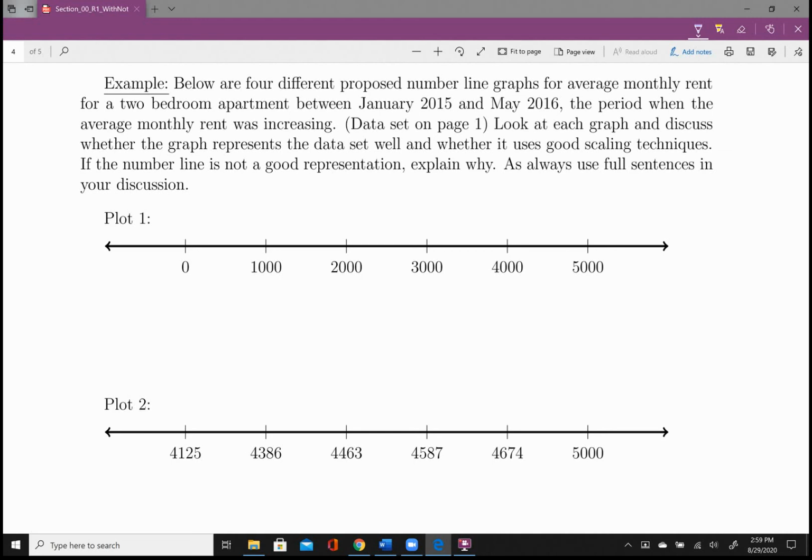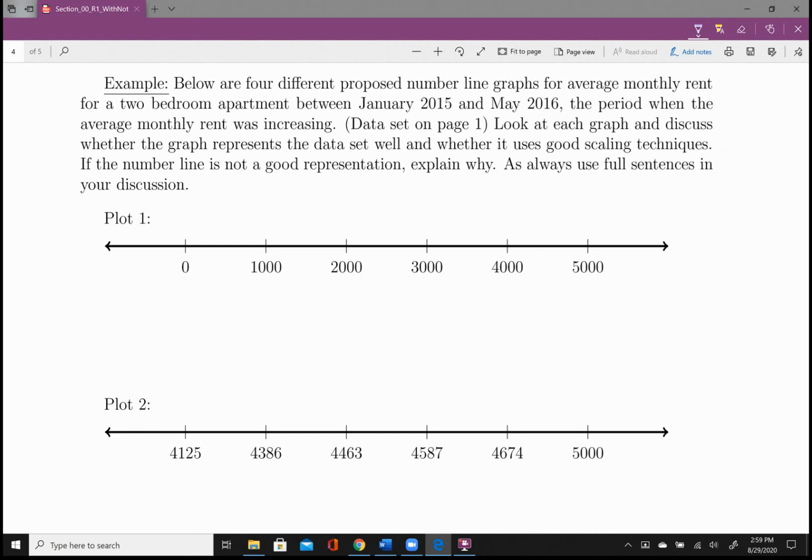Remember that data set from like ages ago when we first started this video? We're going to revisit that data set in order to determine which of these plots would be a good fit for it. So we're going to look at each graph, discuss whether the graph represents the data set well and whether it uses good scaling techniques. If the number line is not a good representation, explain why. As always, use full sentences in your discussion.